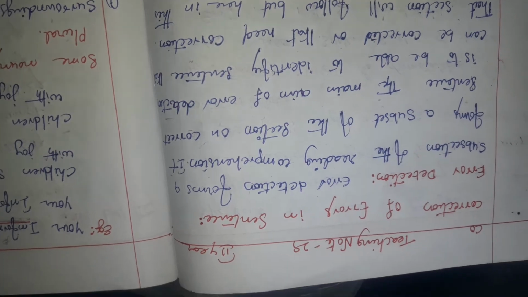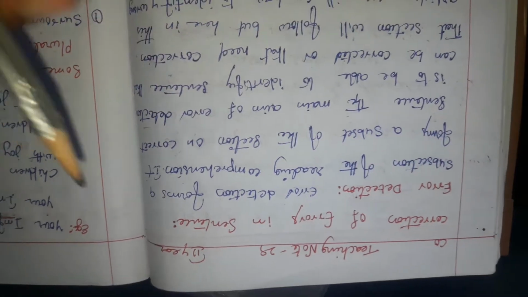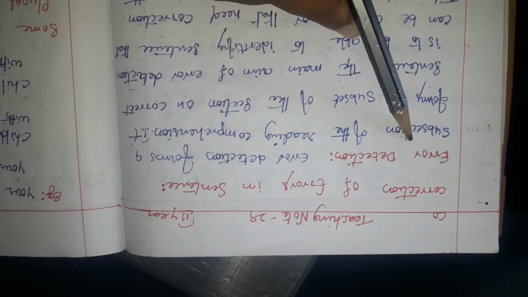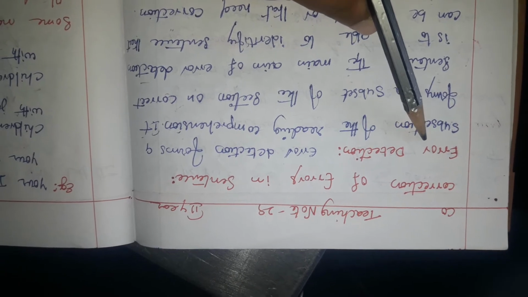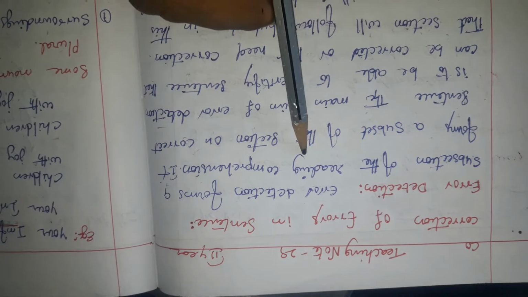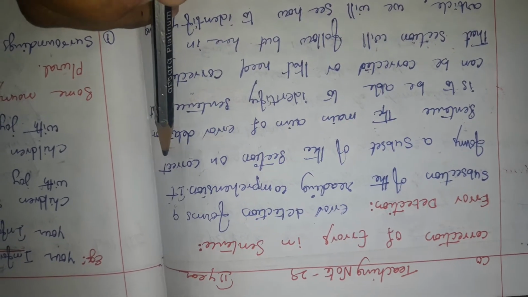How to identify the error and how to correct the error. So here is a small information about error correction. Error correction is also called error detection. Error detection forms a subset of the reading comprehension section, the section of correcting sentences.